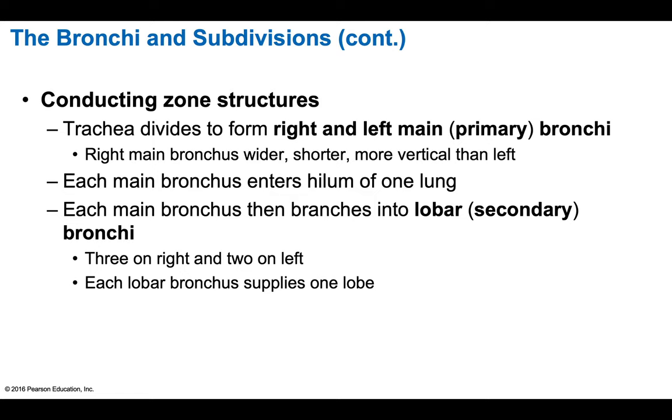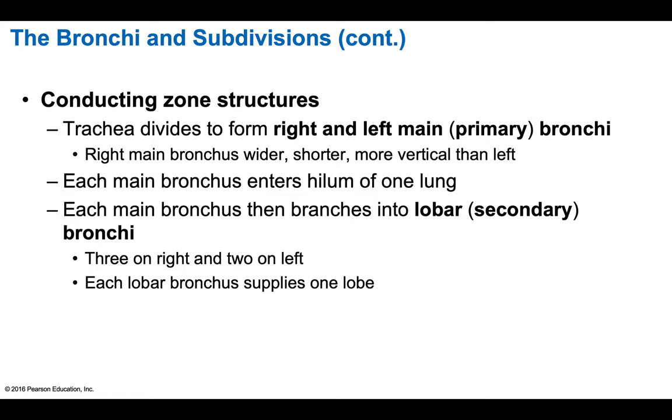Either or is acceptable. Each bronchus extends obliquely in the mediastinum before it enters into the medial depression of its lung, which is called the hilum. The right main bronchus ends up being a little bit wider and shorter and more vertical than the left, so it's more common for inhaled foreign objects to get stuck there. Now, before we go further, keep in mind that the right lung is slightly larger than the left. The right lung has 3 lobes, whereas the left lung has 2 lobes. Once inside the lungs, each main bronchus subdivides into secondary or lobar bronchi.